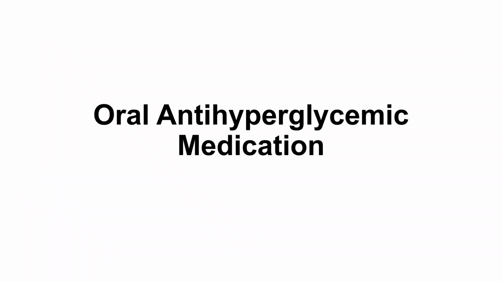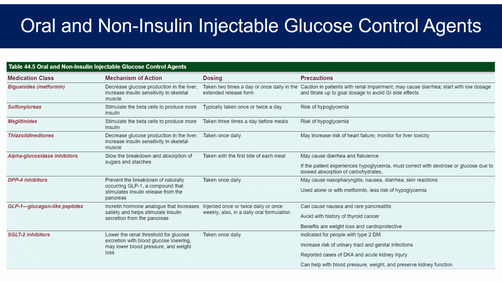Okay, we're going to talk about oral anti-hyperglycemic medication. So let's take a look at this chart here. The first one at the top is metformin. That is going to be the gold standard. It's a really old medication. It's been around for a long time, and it is still the medication of choice for a patient who has just been diagnosed with type 2 diabetes.